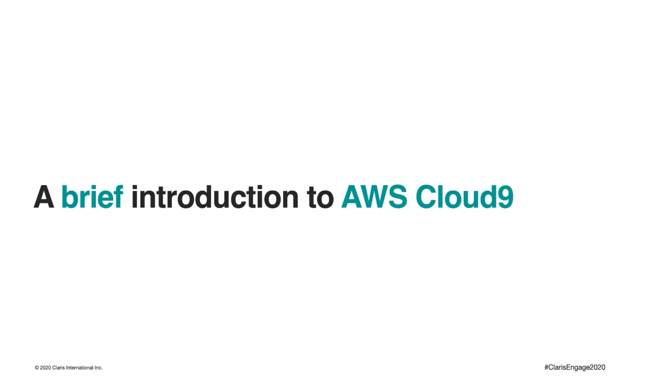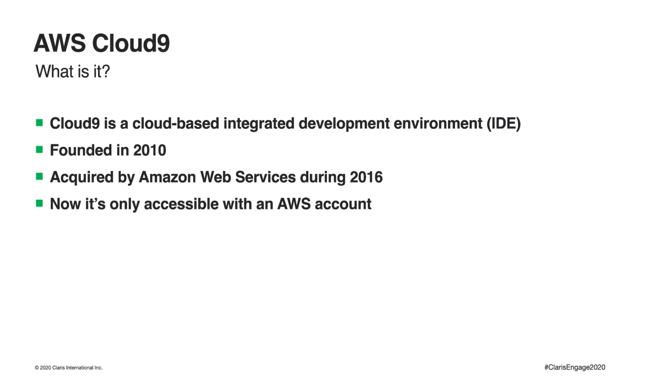In this section, I'll be making a short introduction to Cloud9. If you're already familiar with Cloud9, or you're comfortable with another IDE such as Visual Studio Code, feel free to skip this section. Remember, in the following sections, I'll assume you have an AWS account set up and ready. Cloud9 is a cloud-based IDE. It was founded as a startup back in 2010. Six years later, it was acquired by Amazon Web Services and is now integrated fully into their service. You'll need an AWS account to access it.